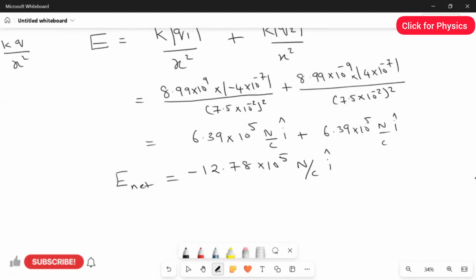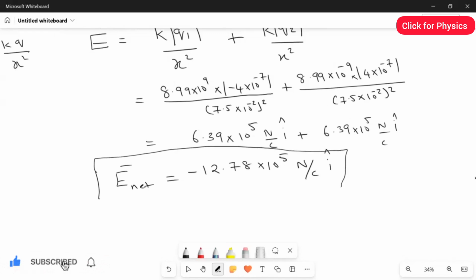So that means the net electric field due to these two charges, we got the answer as -12.78 multiplied 10 power 5 Newton per coulomb i cap. So this is the answer for this question.